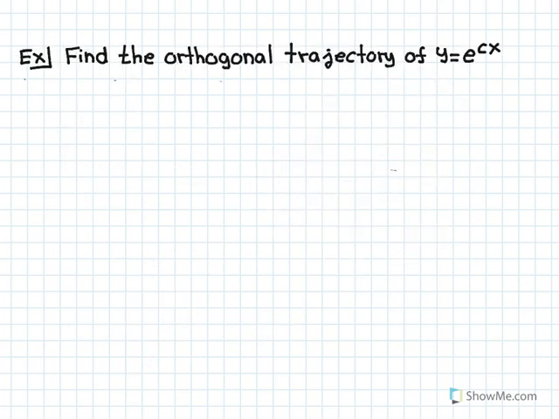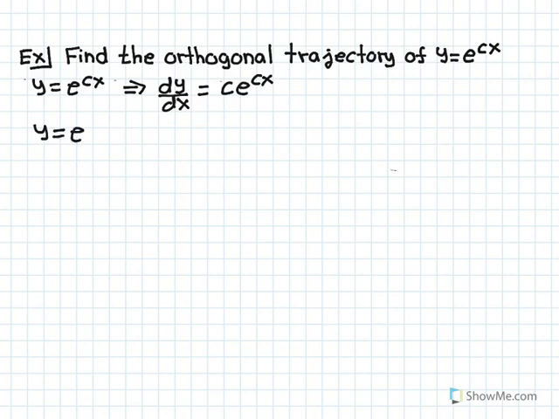So we want to find the orthogonal trajectory of the exponential function y is equal to e to the cx. We start by differentiating it. So y equals e to the cx. Differentiate both sides. We get dy/dx is equal to c e to the cx. Now let's get rid of the constant c and find a differential equation that is satisfied by y equals e to the cx. So we have y equals e to the cx. To solve for the constant c, we should log both sides.